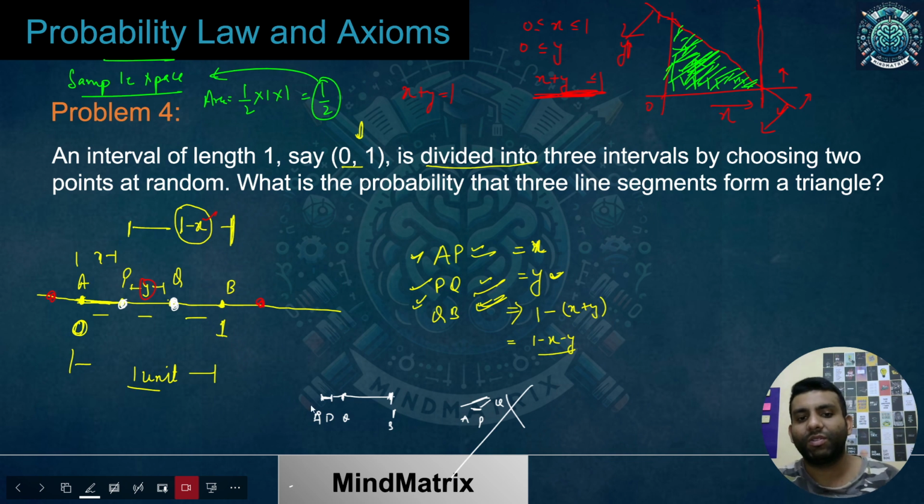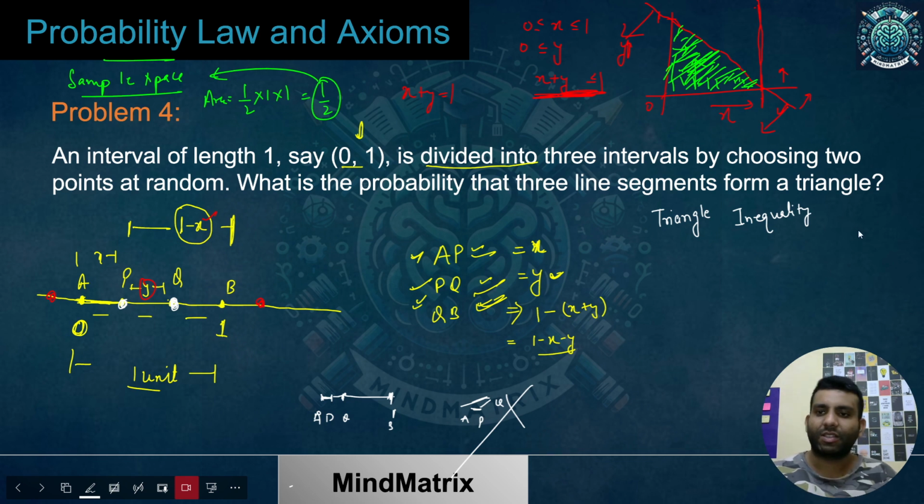So we have to mark P and Q in such a way that when we fold it, using those three lines together, we get a triangle. And what is the condition for a triangle? What is the condition which must be followed for a triangle if we know the length of the sides? The condition is basically that we follow the triangle inequality. Let's see how it works.